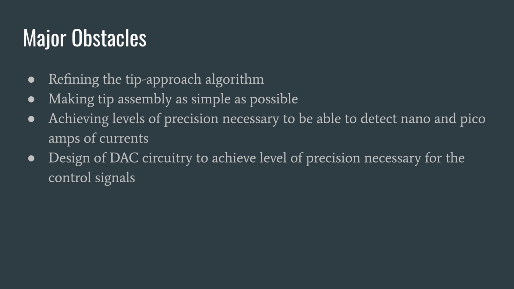There were some major obstacles for this electron tunneling microscope that were faced throughout the design, building, and testing stages. The first obstacle was refining the tip approach algorithm. The next major obstacle was making the tip assembly as simple as possible to build and to replace the tip when necessary. Another major obstacle was achieving levels of precision necessary to be able to detect both nanoamps and picoamps of current. The last major obstacle was the design of the DAC circuitry to achieve the level of precision that is necessary for all of the control signals.